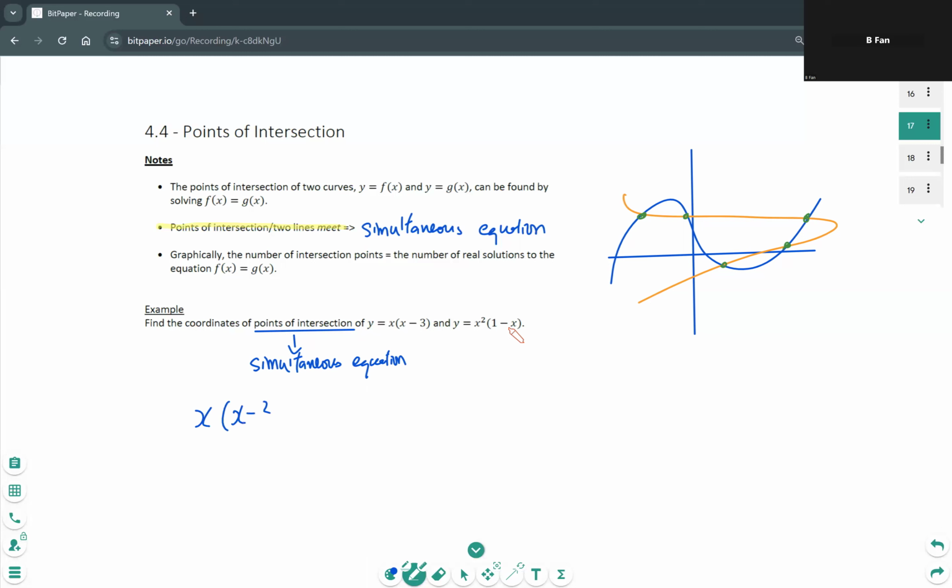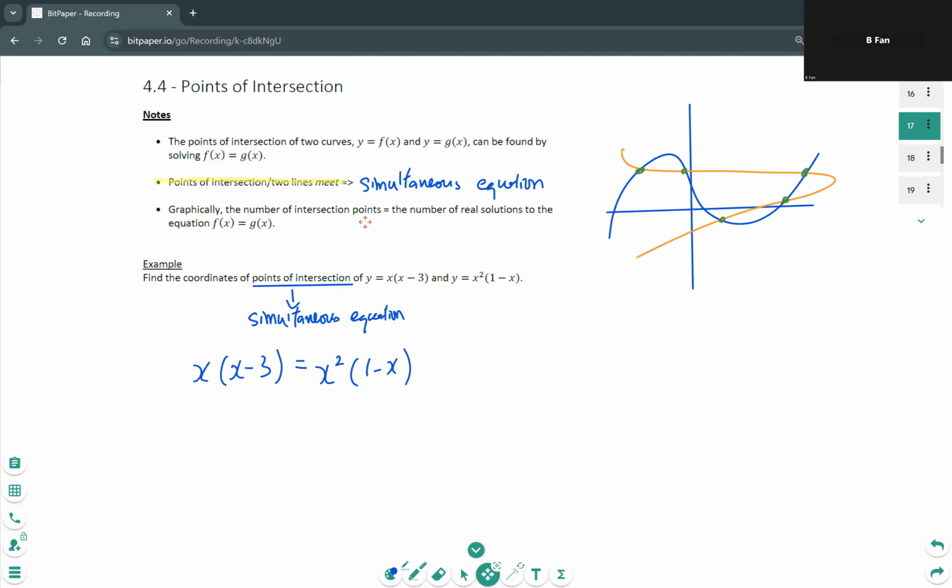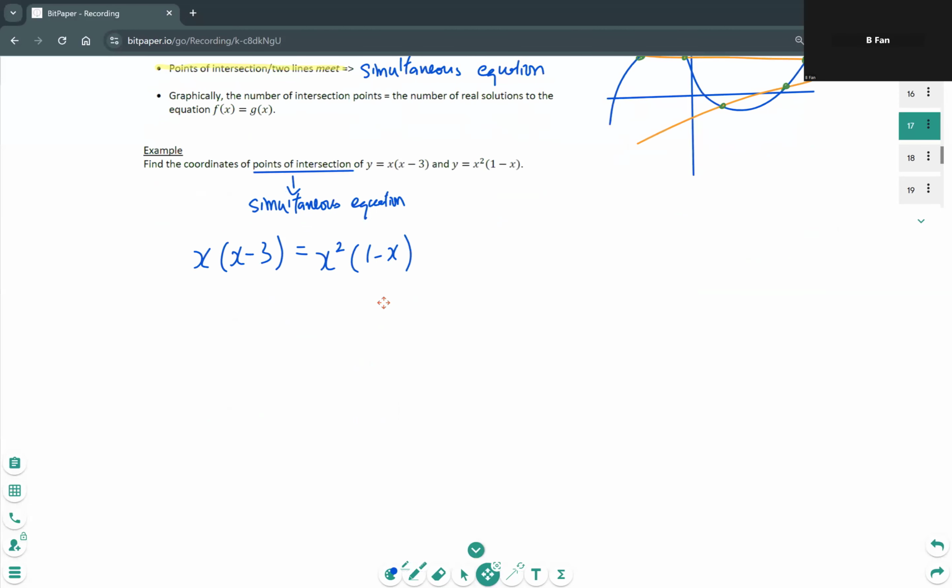So x times (x minus 3) equals x squared times (1 minus x). This is the method of substitution. We substitute y into the other one. To solve this, we cannot divide by x on both sides. I think I've mentioned this in quadratics. You can't divide both sides by x because once you divide, you might lose a solution. The way we should do it is to expand the brackets on both sides. So x squared minus 3x equals x squared minus x cubed.